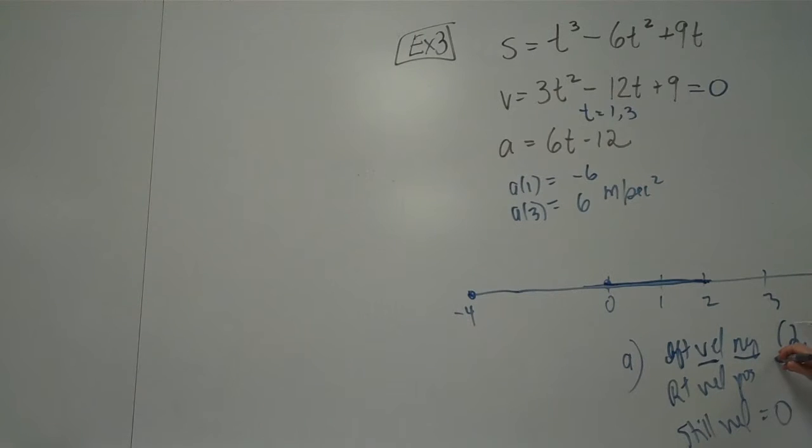When? When is the slope positive? 0 to 1. And the thing is standing still when the velocity is 0, or when the slope of this graph is 0, which happens a lot. From 1 to 2, and from 3 to 5.